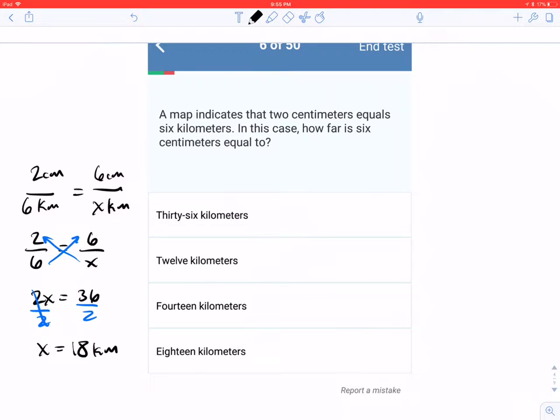Okay? So let's think about that. Now, is this a reasonable answer? Is it 18 kilometers? We're saying that this is the result. Now, if this is the result, let's see. So 2 centimeters is 6 kilometers, that means 1 centimeter is 3 kilometers. So then 6 times 3 is 18. Yeah, that's reasonable. Okay. So let's move on to the next one.